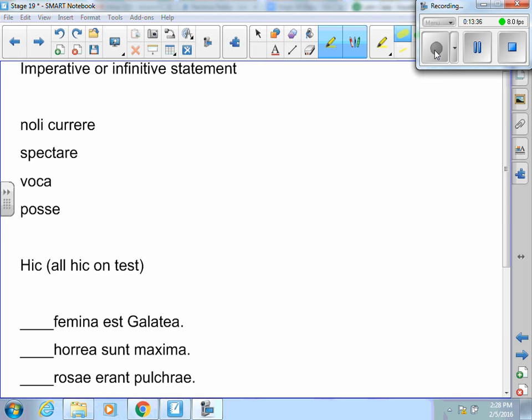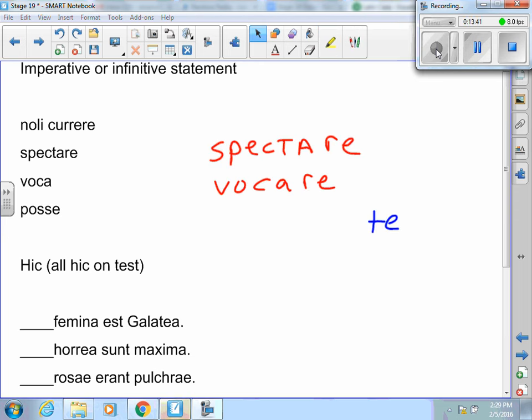Here I have two infinitives, spectare and vocare. I want to show you how to turn those into imperatives. If I take off the re, now I'm left with two imperatives. If I add te, I have a plural imperative. So specta is watch, spectate is you all watch.